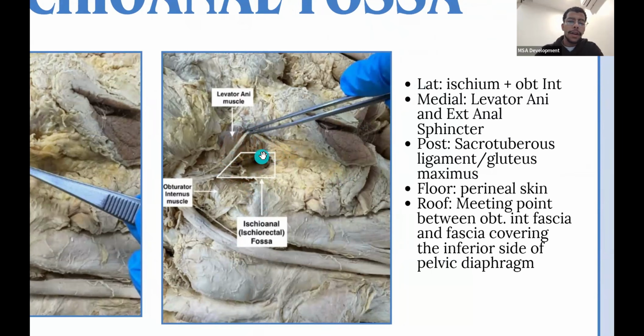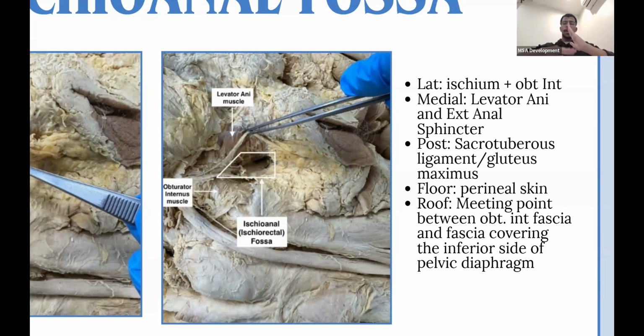Then, posteriorly, we have the sacrotuberous ligament. You can't see it, but posteriorly, we have the sacrotuberous ligament. That's the posterior boundary. And then the floor. The floor is basically your perineal skin, right? Because the whole thing is shaped like a tent. So it's like a tent.